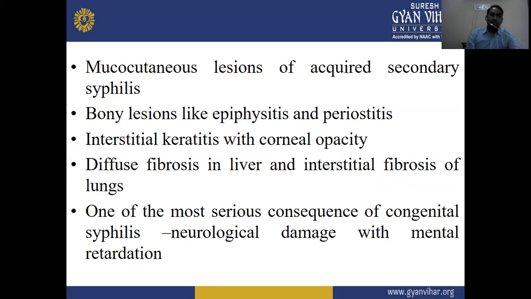And next one, diffuse fibrosis in the liver and interstitial fibrosis of the lungs. Interstitial fibrosis is a group of about 100 chronic lung disorders characterized by inflammation and scarring. And next one, one of the most serious consequences of congenital syphilis is neurological damage with mental retardation. Neurological damage affects the brain as well as the nerve fibers found throughout the human body and the spinal cord.